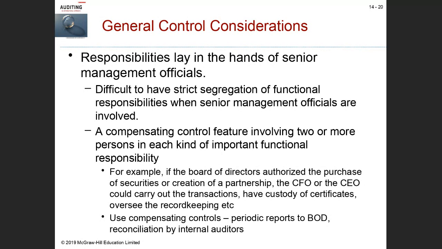So the next point says use compensating controls, periodic reports to the board, reconciliation by internal auditors. So what that's referring to is that if top management is going to be involved in authorizing purchases of investments rather than the board, then a compensating control could be a periodic, normally a monthly reporting to the board. Here's the transactions that we did during the month. Here's what we bought, here's what we sold, right? Submitting that to the board for approval.